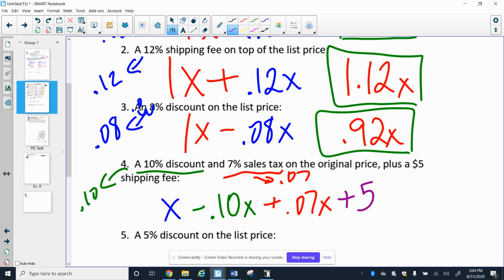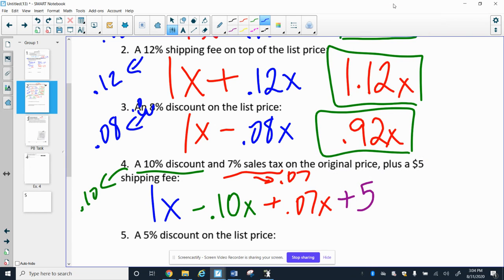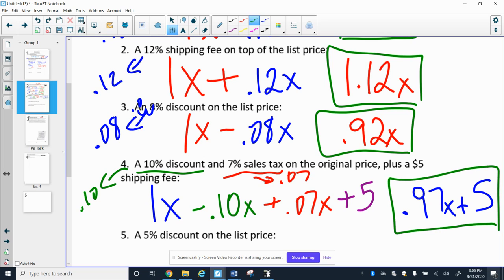Last step, let's simplify. Okay, so we have really 1x minus 0.10x plus 0.07x. Be careful when we put this in. So we do 1 minus 0.1 plus 0.07, 0.97. So our final answer, 0.97x. Then don't forget the plus 5 at the end. Notice we didn't add that on because that's not a like term. Right? 5 and 0.97x are not like terms.